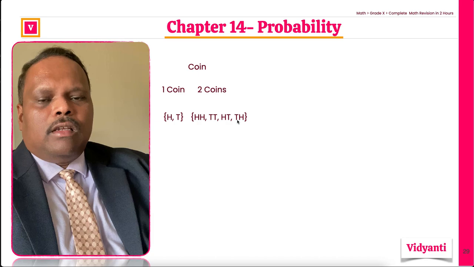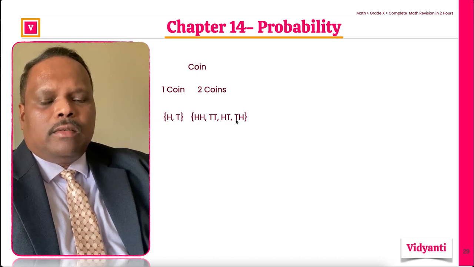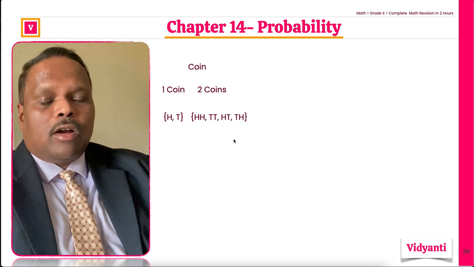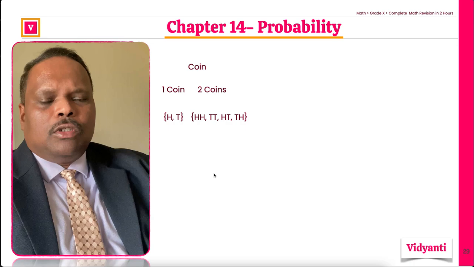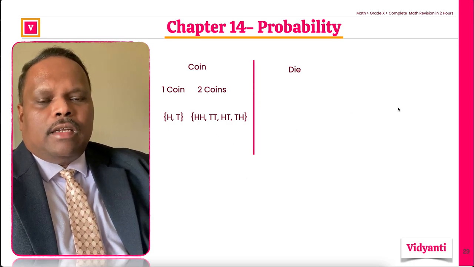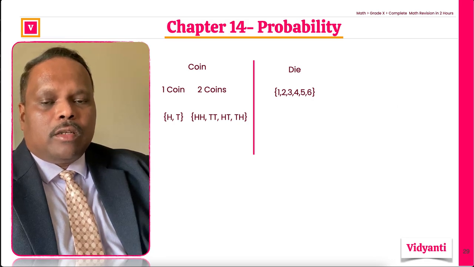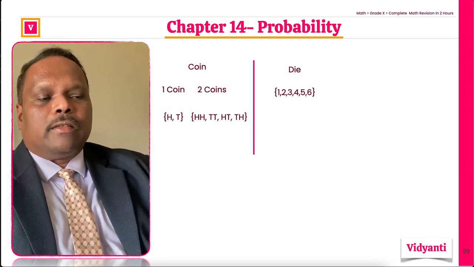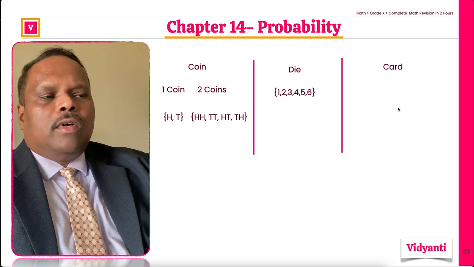In general, if you toss the coin n number of times, you get 2 raised to n. So if there are 3 coins or one single coin tossed 3 times, you will get 2 raised to 3, which is 8 combinations, which I have not shown. That's kind of rare. Second thing is the die. A die is 6-sided, so you can have any one of the 6 possible numbers starting from 1 all the way till 6. And the third one is cards.